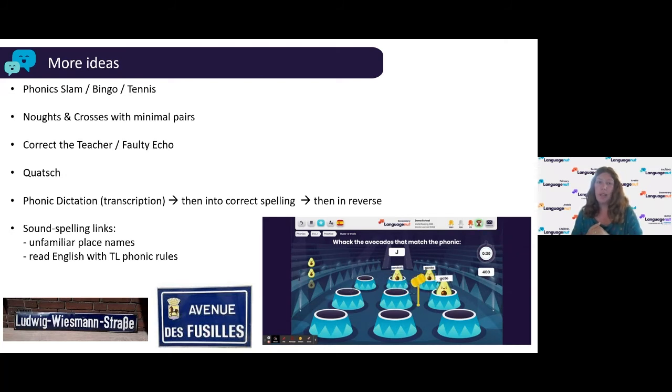Quatsch is a fun game I used to play with my German students. Quatsch is a German word meaning nonsense, but you can use whatever word you want in the language that you teach. This is a pair game, or it can be a whole class game. You have a piece of text, one student starts reading, and if they make a pronunciation mistake, the other person says Quatsch or nonsense or whatever, they have to correct them, and then they can carry on reading.